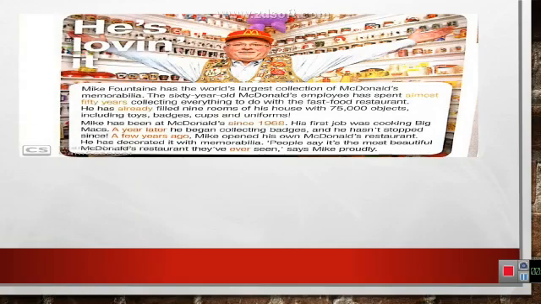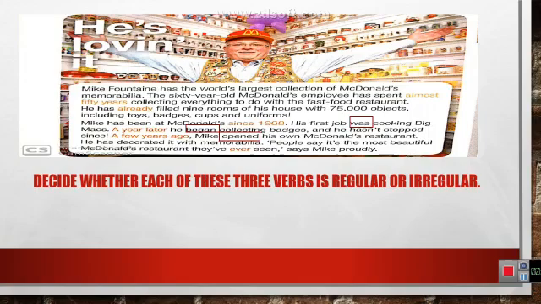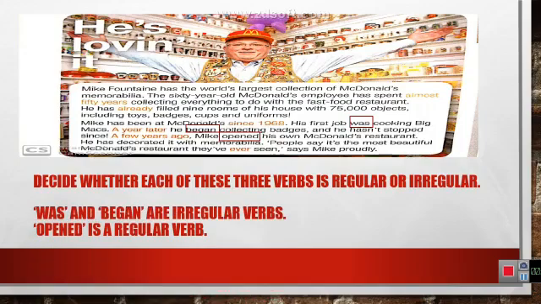Now, check your answers. The 3 verbs in the past simple are was, began, and opened. Decide whether each of these 3 verbs is regular or irregular. Was and began are irregular verbs. Opened is a regular verb.